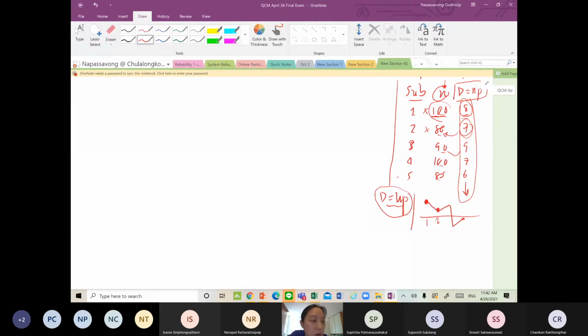Okay, anybody can tell me? Let's try someone else. Napakorn, okay, which type of control chart or which indicator should we use, or should calculate and plot, instead of using the number of defective?